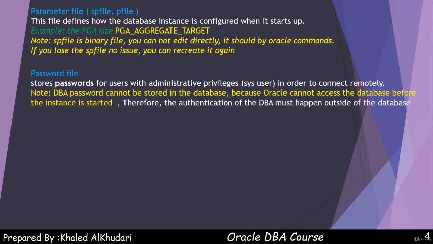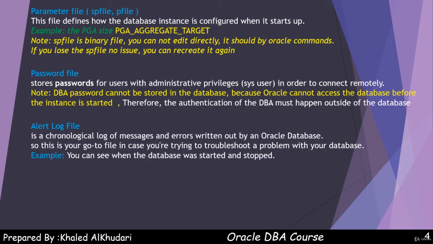Now we have a password file. The password file stores passwords for users with administrative privileges, like the sys user. And the sys user has the highest privilege. Remember this. But the question is, why do I have this password file? DBA passwords cannot be stored in the database because Oracle cannot access the database before the instance is started. Therefore, the authentication of the DBA must happen outside the database.